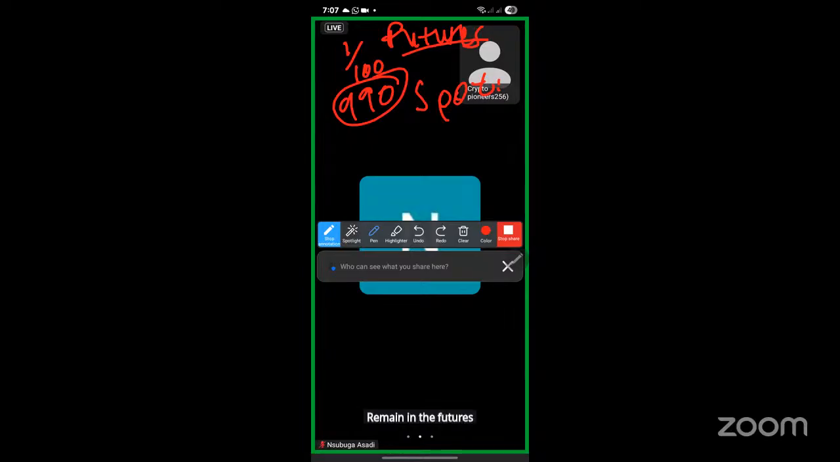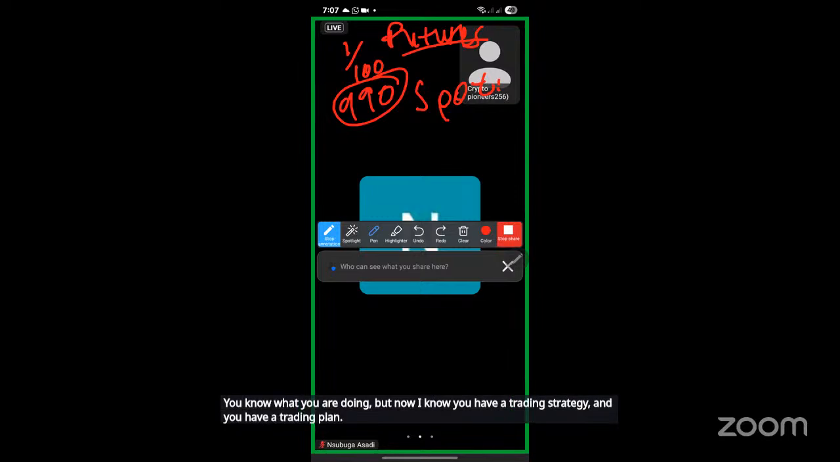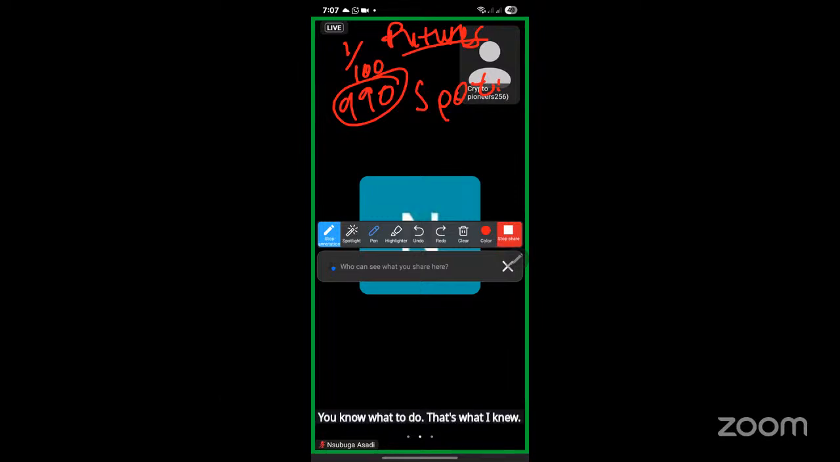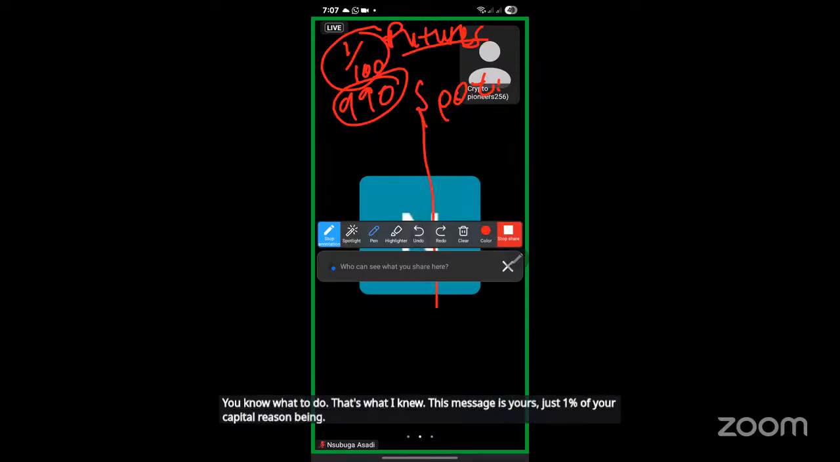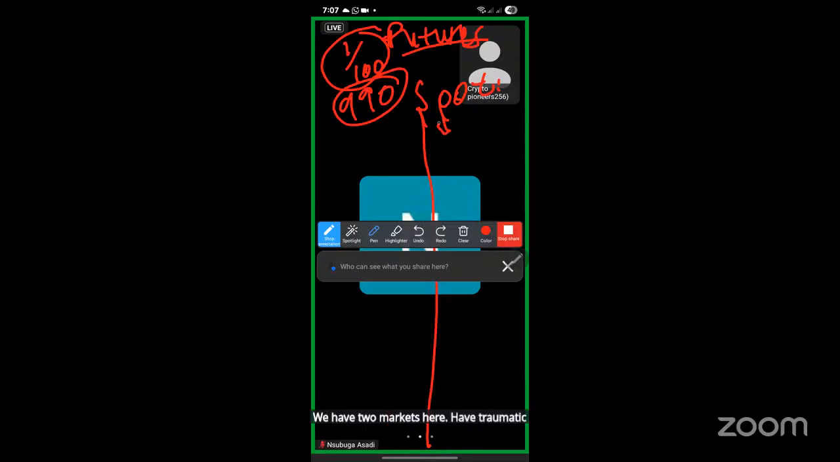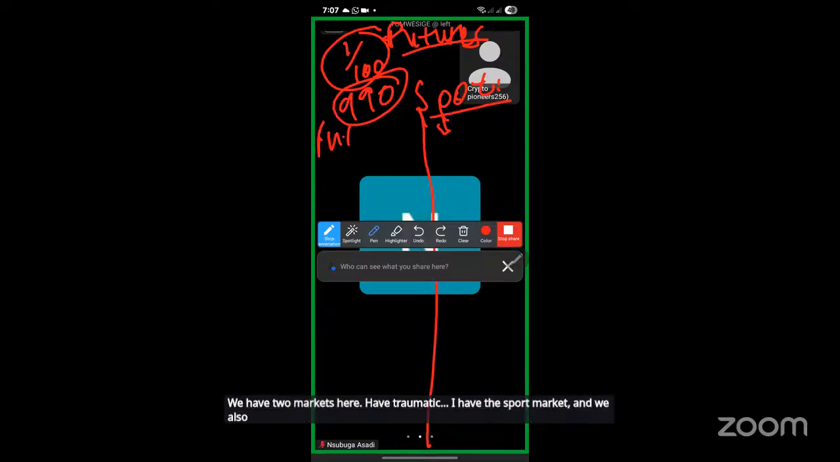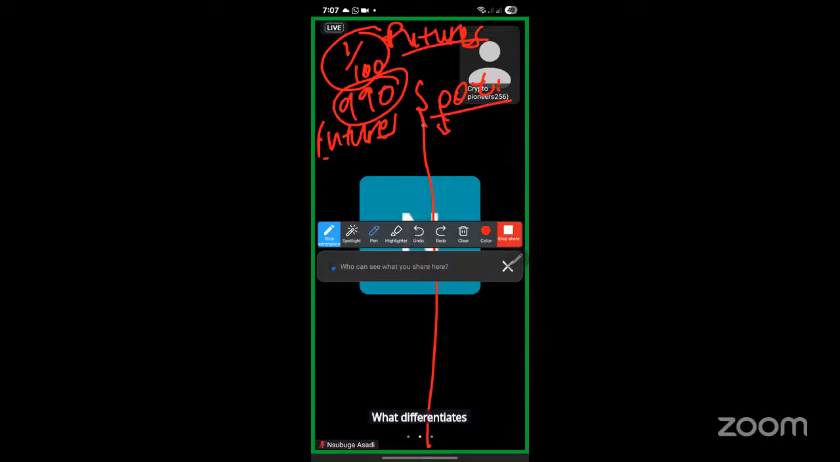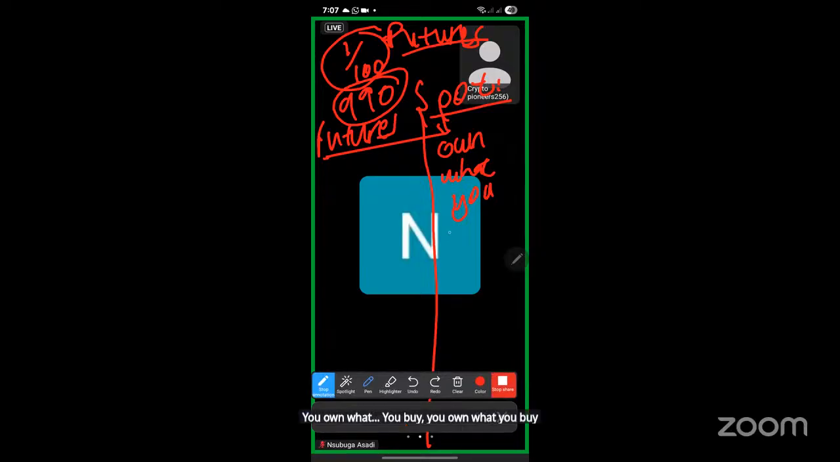For those that are new, those that are old in the business and know what you are doing, you have a trading strategy and a trading plan, you know what to do. Those that are new, this message is yours, just 1% of your capital. Reason being, we have two markets here. We have the spot market and we also have the futures market. What differentiates between the two markets? The spot market, you own what you buy.